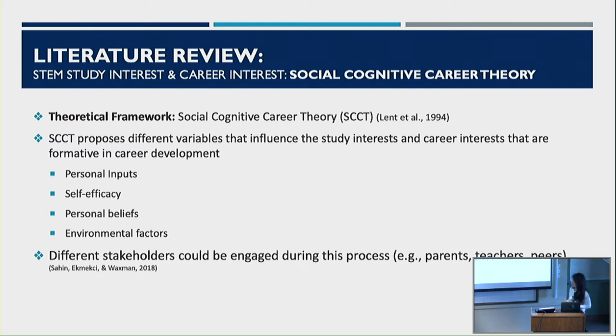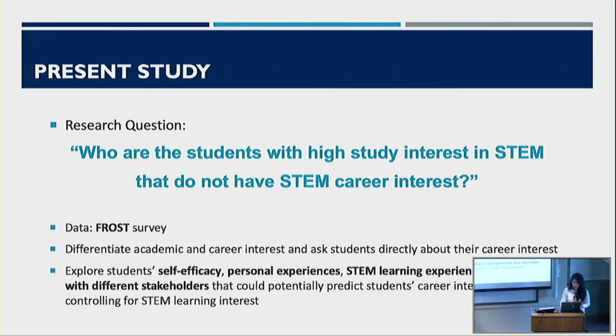SCCT proposes different variables that influence both study interest and career interest. Personal inputs include gender, race, ethnicity, self-efficacy, and personal belief, for example, if I pursue a STEM career, what will happen? And environmental factors include learning experiences or interactions with mentors, or whether they receive any encouragement from any of the stakeholders, including parents, teachers, and peers. So our research question is about who are the students with high study interest in STEM that do not have STEM career interest, and what are the factors associated with this?